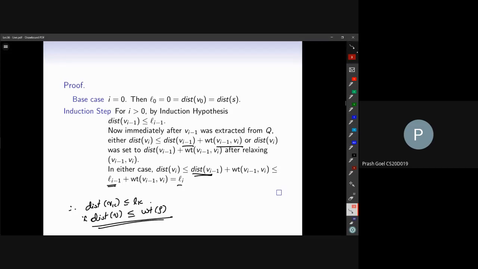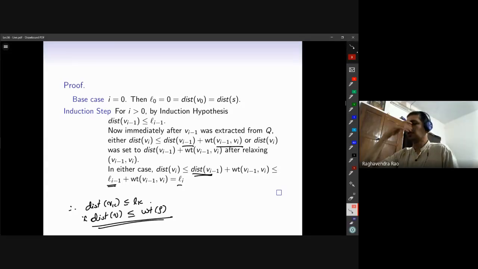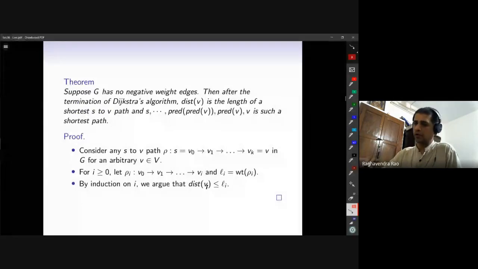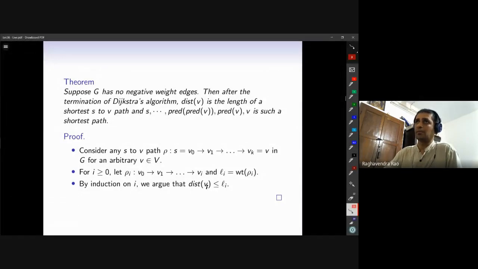Since it's the shortest path, the equality will be satisfied at that point. See this statement already: for any path rho, distance of V is less than or equal to weight of rho. This already says that distance of V is the length of a shortest path. You get it immediately, because for any path it's a lower bound.